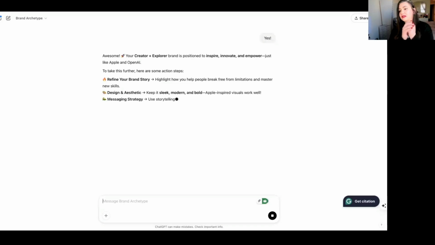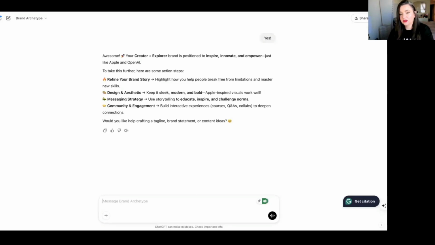So now it's going to give you some ideas on how you can start implementing this, whether it's refining your brand story, your design and aesthetic, your messaging strategy, community engagement. And so now it's going to basically go into telling you how you can use this. And so what I like to do from here, and this kind of goes into a longer, let me check the time. We got 15 minutes left.